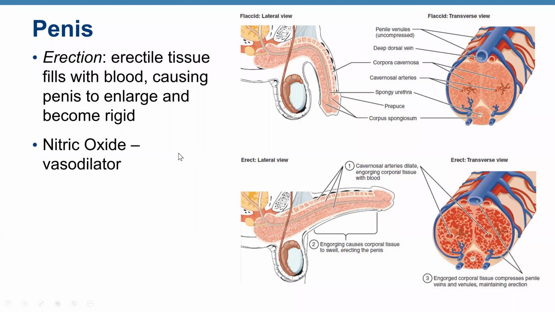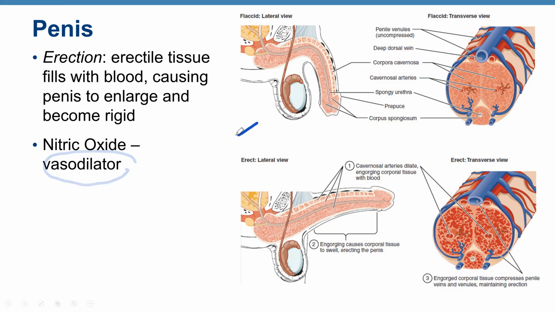Erection. Erectile tissue fills with blood, causing the penis to enlarge and become rigid. And to dilate those blood vessels in the penis, we need nitric oxide, that is a vasodilator.